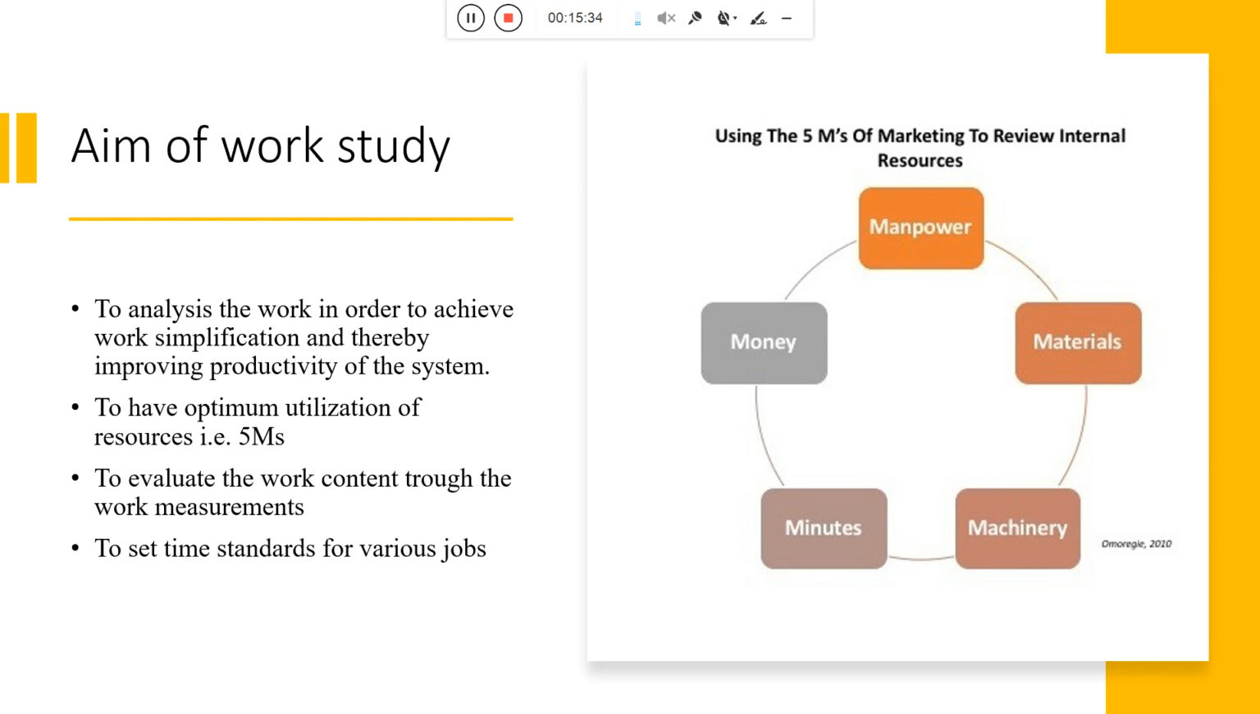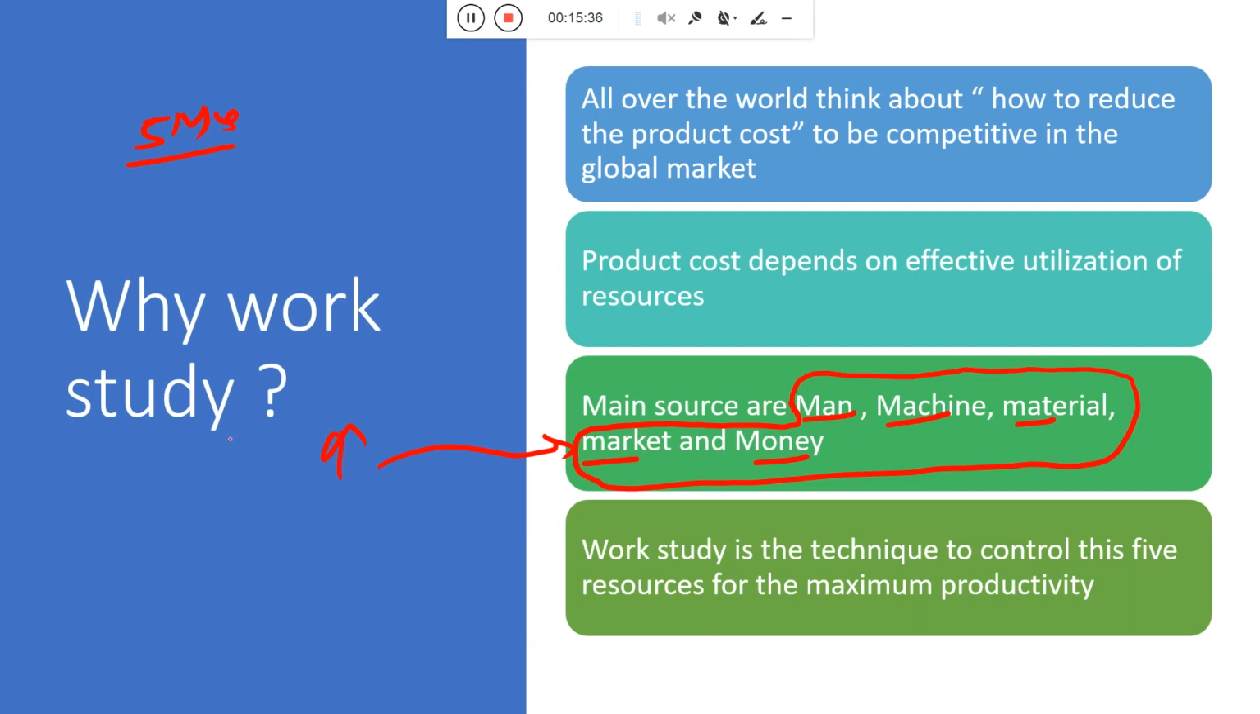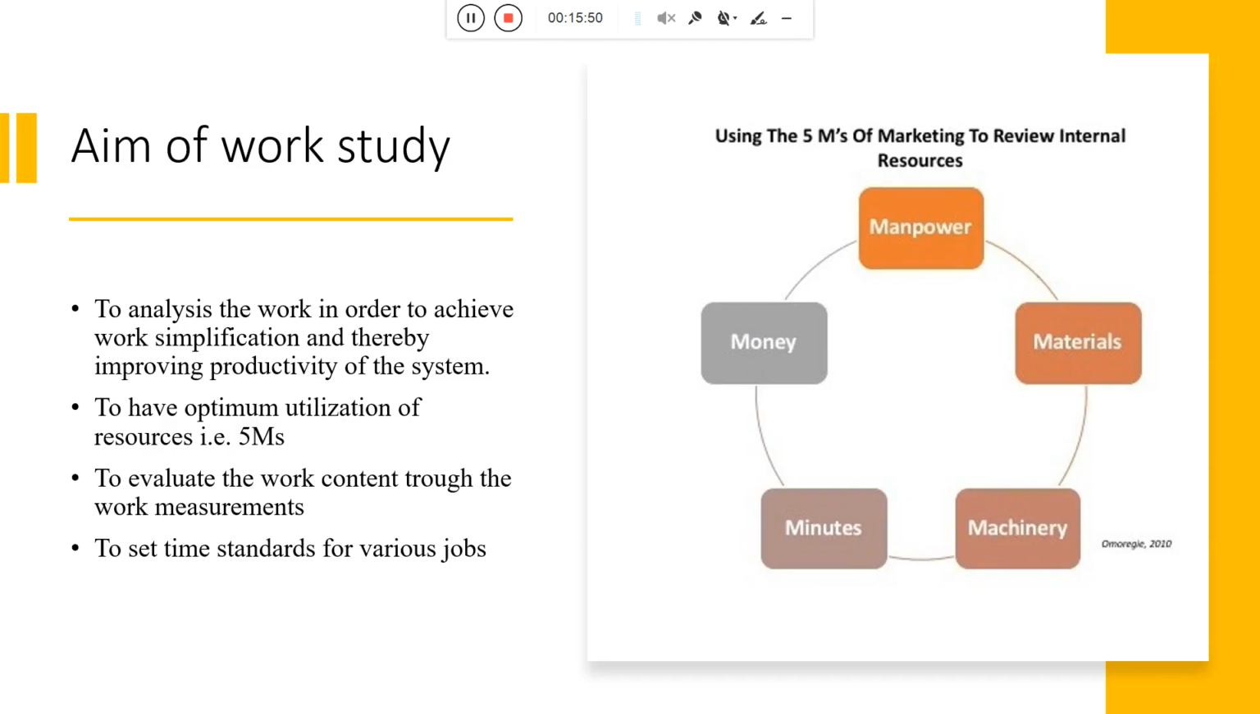In some books they give the market, meaning launch in the market, so in that respect you can write time, or you can write minutes if you want. So that is the thing. If you are able to utilize these 5 resources in an optimal manner, then definitely you will be competitive in the global market.